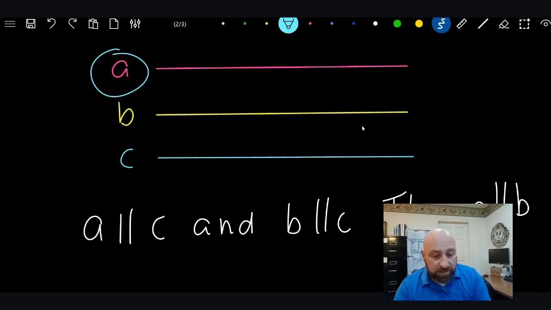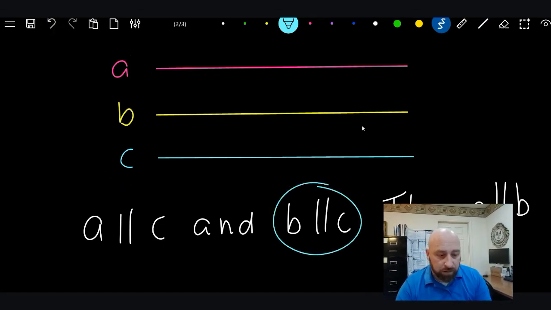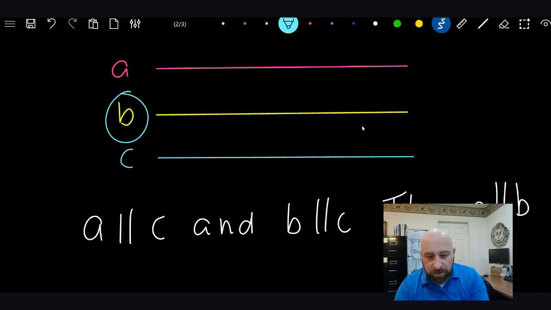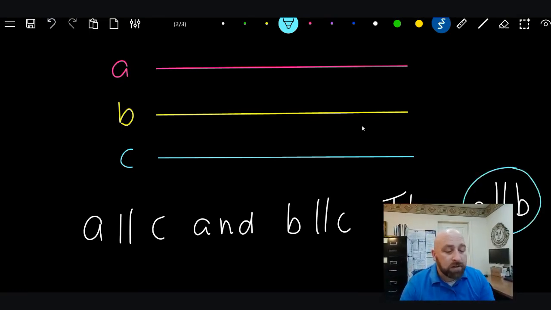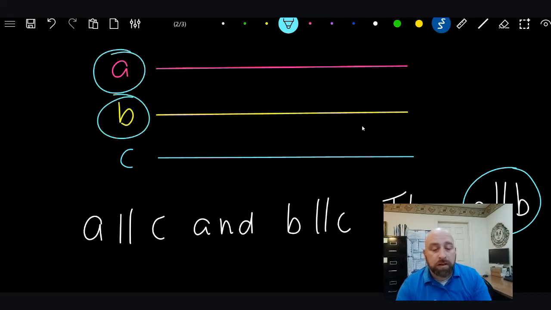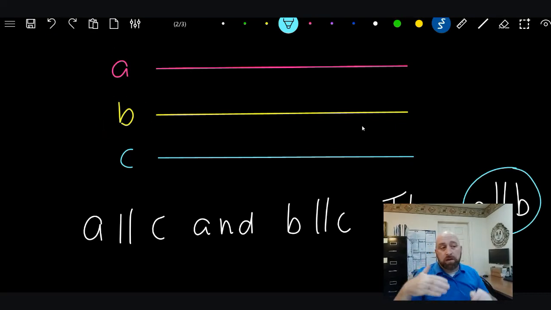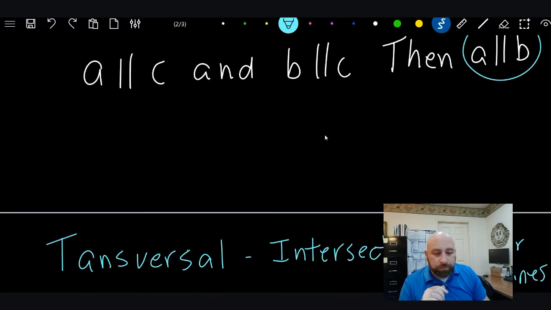Okay? And then I say B is also parallel to C. Then by deduction, we could prove that A is also parallel to B. Why? Because A is parallel to C and B is parallel to C. And so that means that A must be parallel to B. There's no other options there. All right, so that is postulate 6, corollary 1.